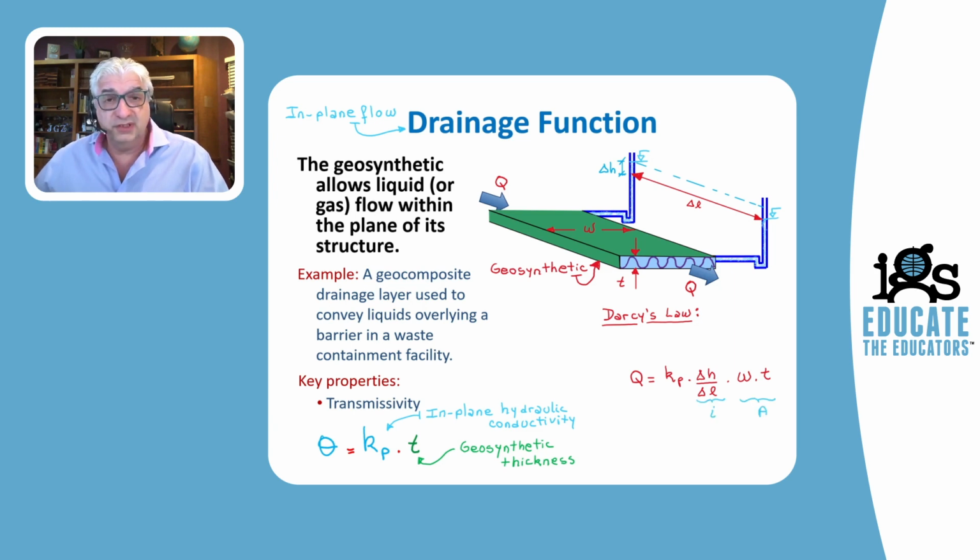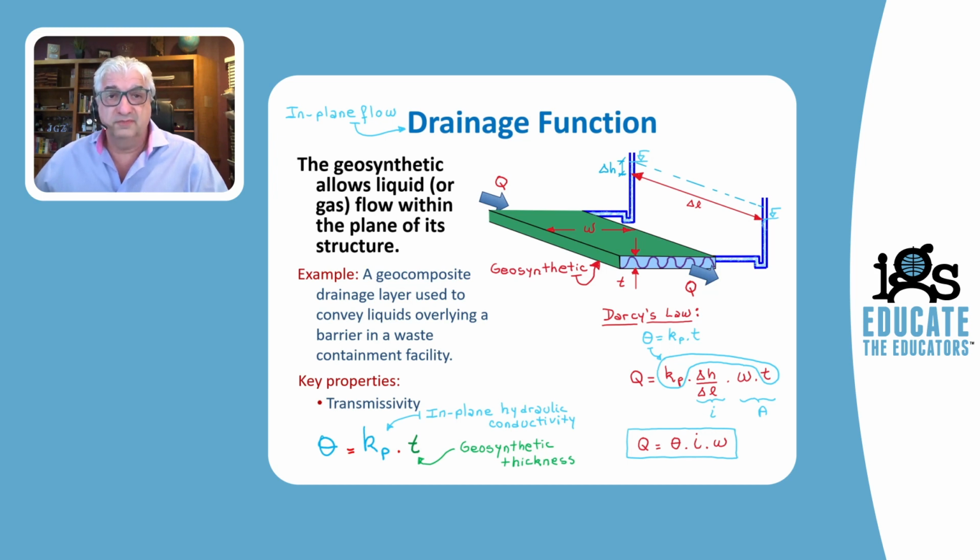And it's important to notice that the thickness is part of the cross-sectional area in this flow problem. So that's why when we combine the in-plane hydraulic conductivity with the thickness, we multiply these two variables. Ultimately, the flow in plane will be the transmissivity of the geosynthetic times the hydraulic gradient times the width of the product.